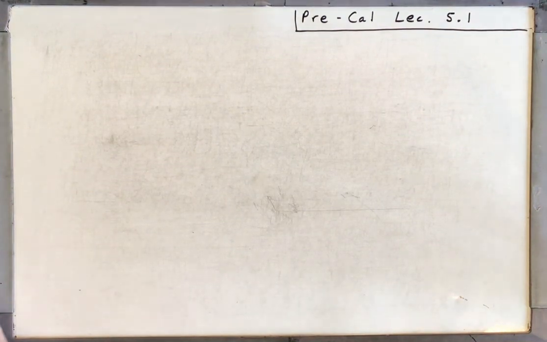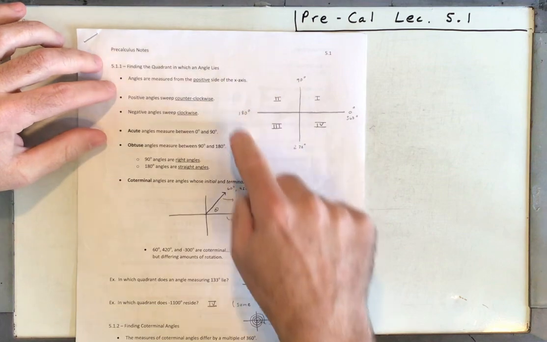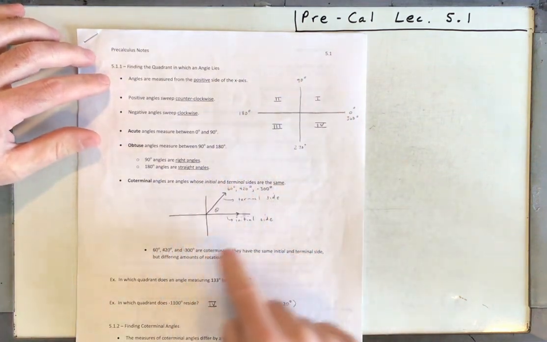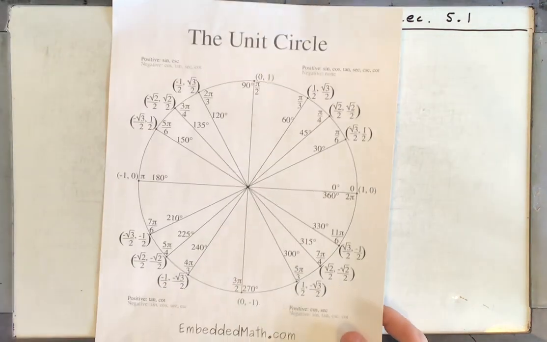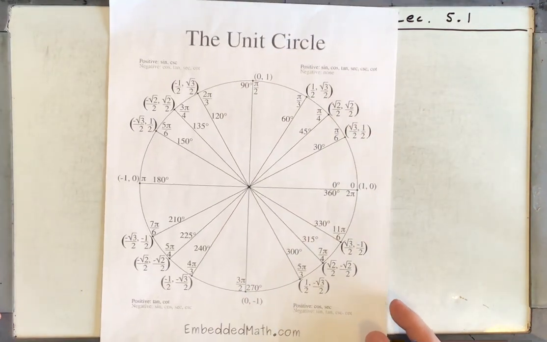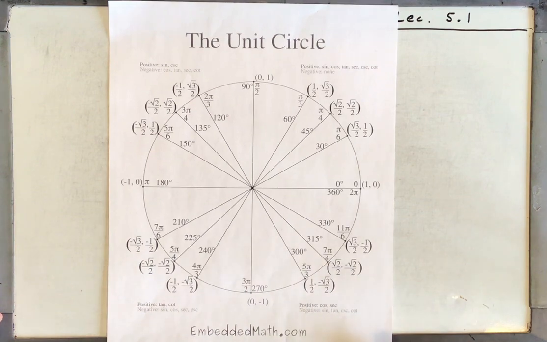You will need your 5.1 note sheet handy, and you can see that we're going to be drawing quite a few graphs on this page, so leave yourself some space for that. And you will also want to have a printout of the unit circle handy, as we'll start to go over that about halfway through the lecture.